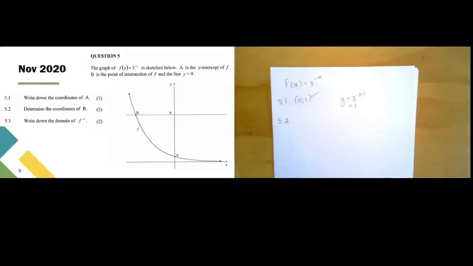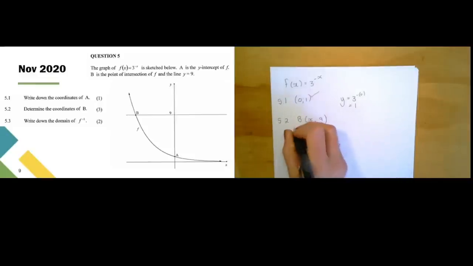5.2. Determine the coordinates of B. So what do I know about B? B lies on the exponential graph, but it also lies on the line y equals 9. So for B, I don't know what the x value is, but I know the y value. The y value is 9. And I also know it's on my exponential graph, so I can substitute it in.